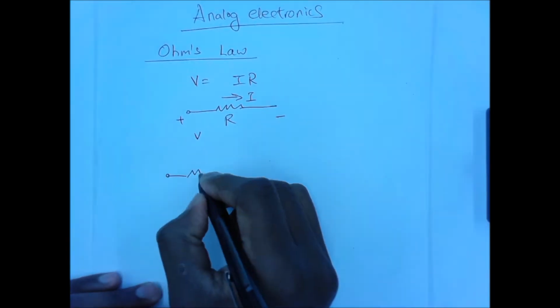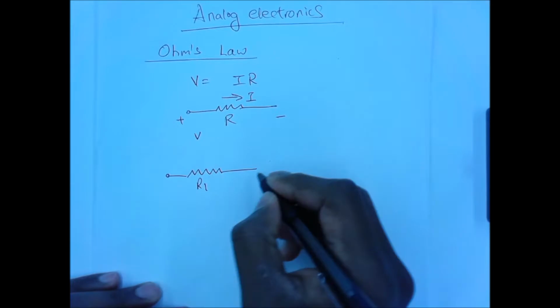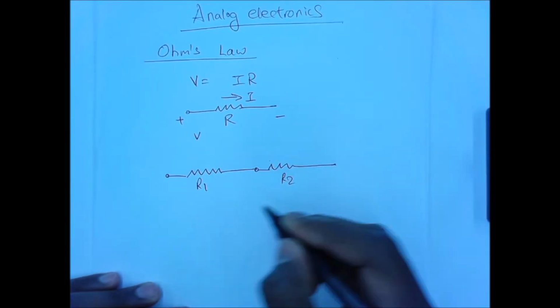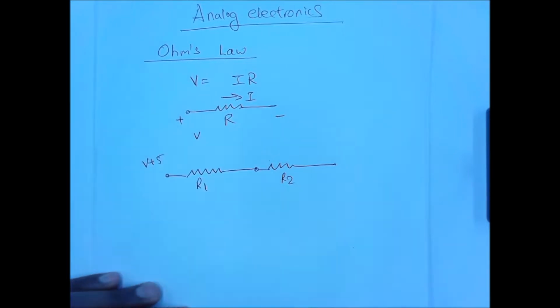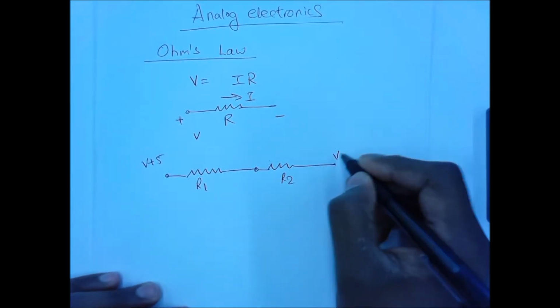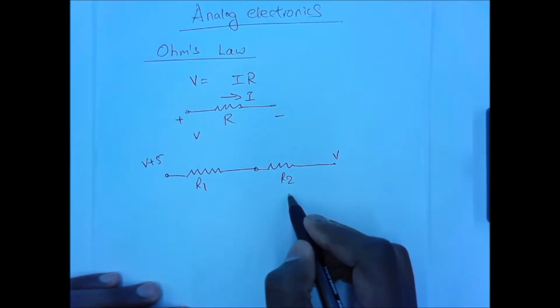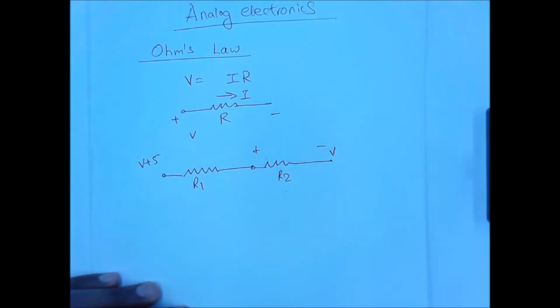Say R1 and R2. And I said the voltage at this point was V plus 5, the voltage at this point was V, and I'm asking you what is the voltage drop across R2, plus minus in this direction. Right, so answers.